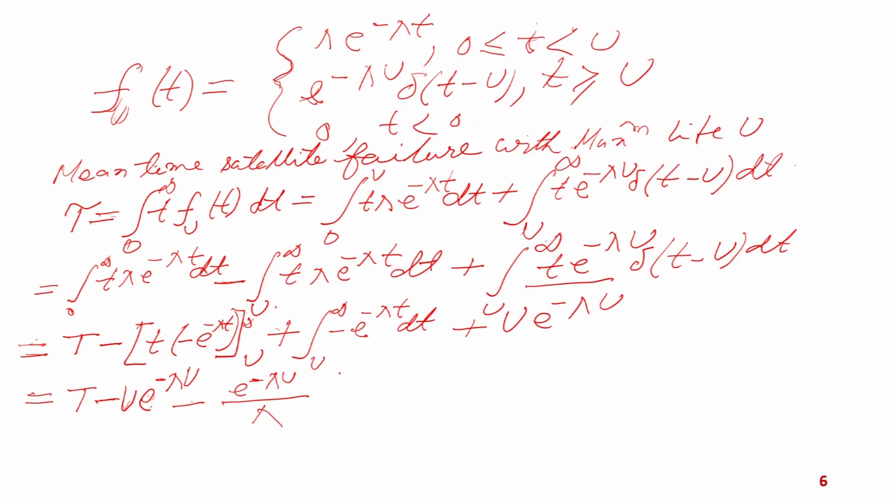Then I have this term, that is u e to the power minus lambda u. Now, these two terms will cancel out, and this I can write as, now t is equal to 1 by lambda. So, I can write t into e to the power minus lambda u. For a constant failure rate, the mean time to failure t is equal to 1 by lambda.